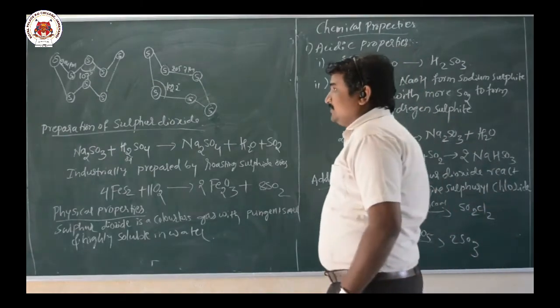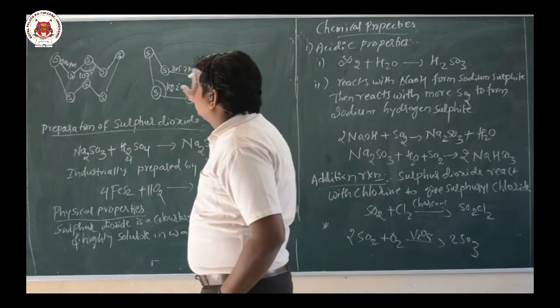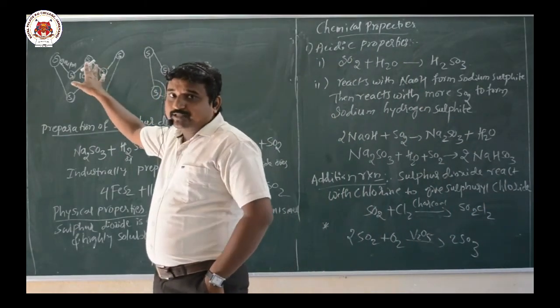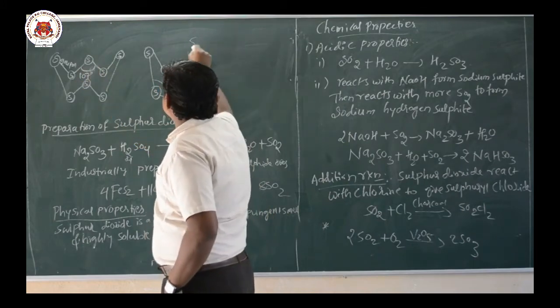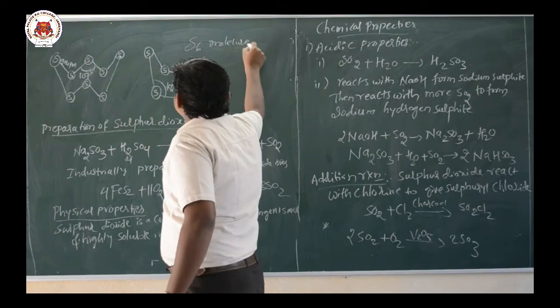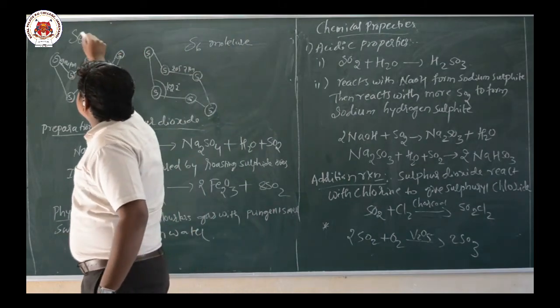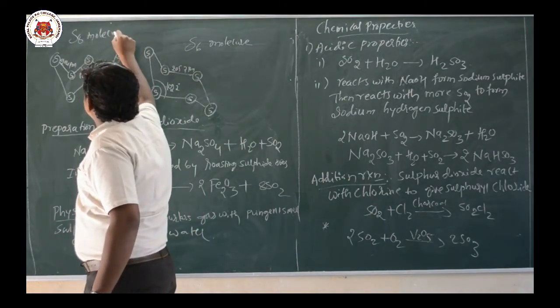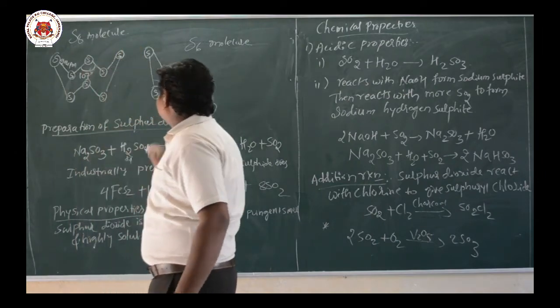So these are the structures: this is an S8 molecule in rhombic sulfur, and this is an S6 molecule. This is the S6 molecule structure, and this is the S8 molecule structure in rhombic sulfur. This one is the boat form and this one is the chair form.